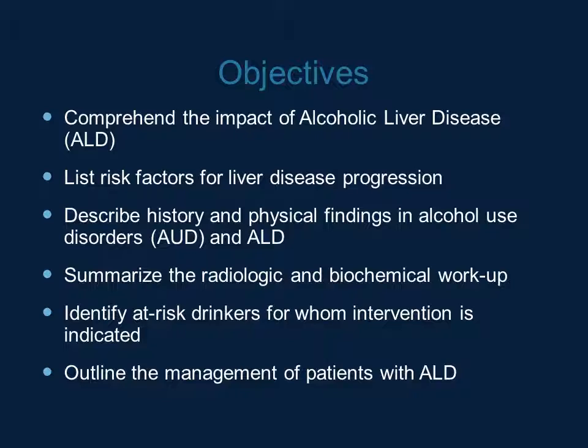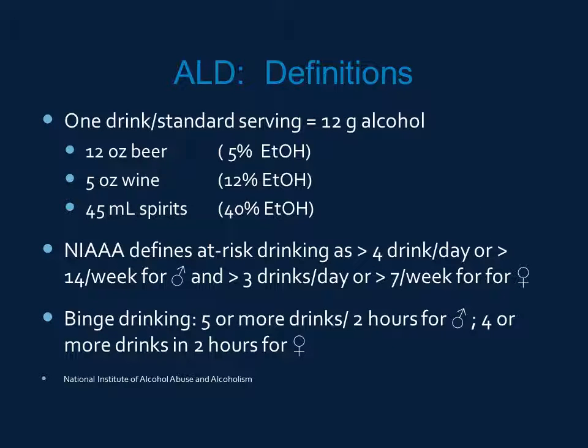List risk factors for liver disease progression. Describe history and physical findings in alcohol use disorders and alcoholic liver disease. Summarize the radiologic and biochemical workup. Identify the at-risk drinker for whom intervention is indicated. Outline the management of patients with alcoholic liver disease.